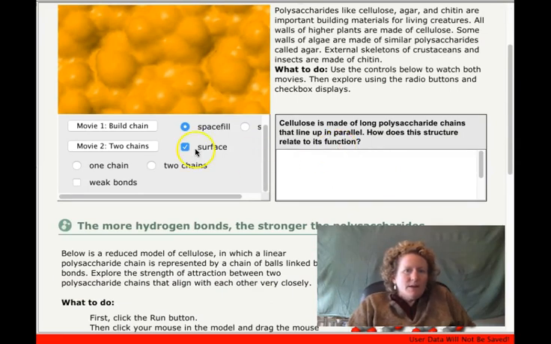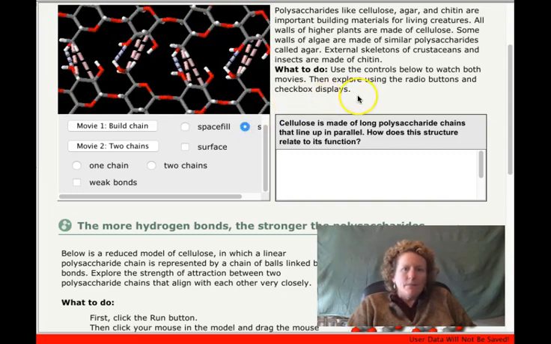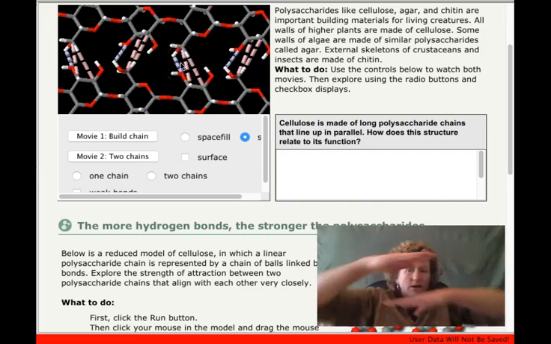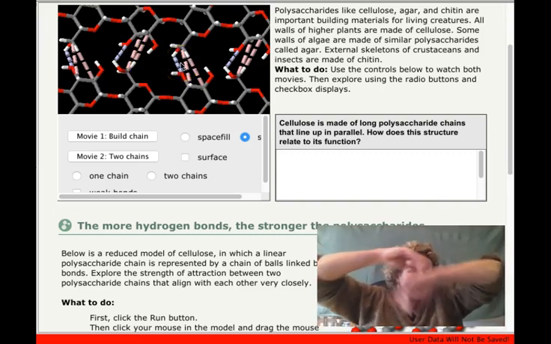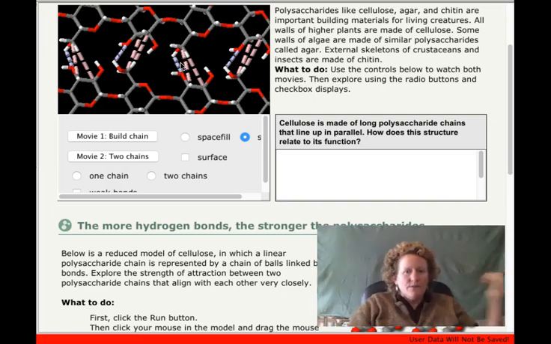Cellulose is made of long polysaccharide chains that line up in parallel. How does this structure relate to its function? Well, here you go. Here are two long cellulose molecules. They're bonding to each other, and the long, stringy molecule is really good at making long, stringy fibers inside plants. Think of celery, or when you tear a green branch apart. It's pretty stringy.